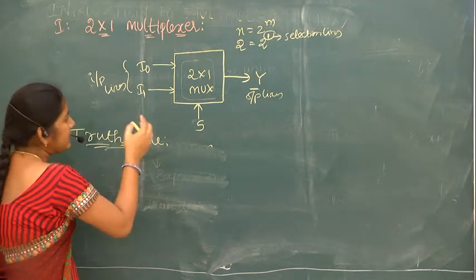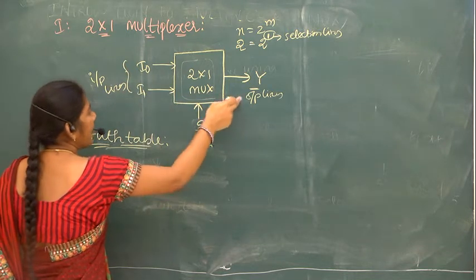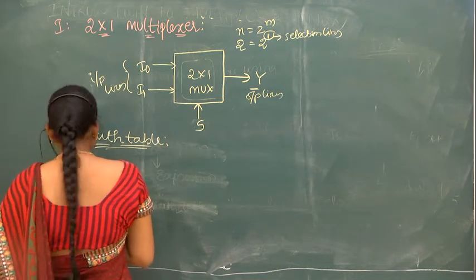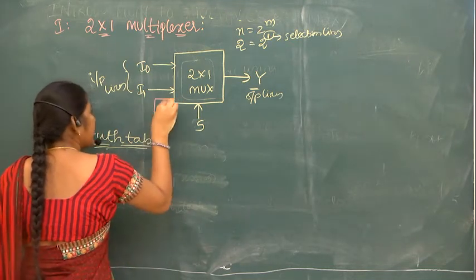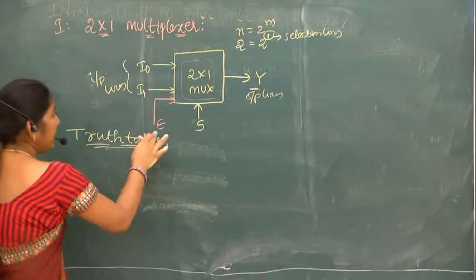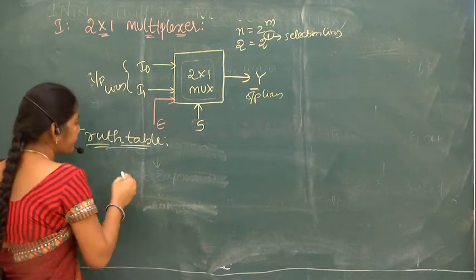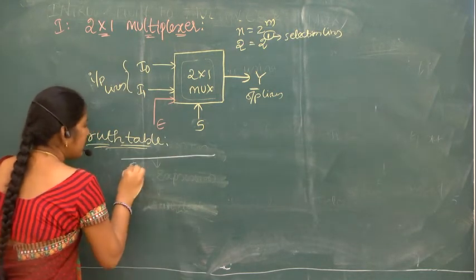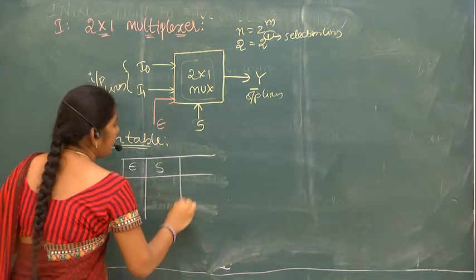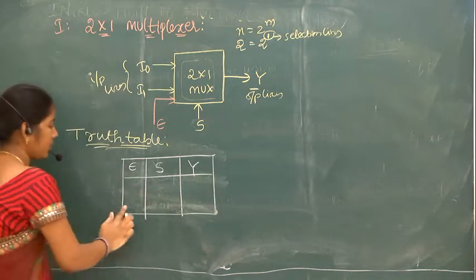Generally, for the multiplexers, in addition to the input line, output line, and select lines, there is one more additional input, that is called enable. By using these two values, we can direct the input values. So one is E, the next one is S. We want Y output.